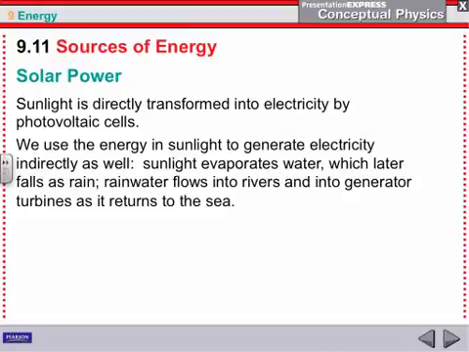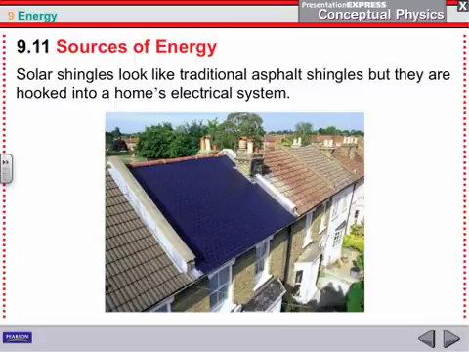Now let's talk about energy sources. With solar energy, we can take sunlight directly and change it into electricity. It is fairly expensive to do this. That's not a very cheap method, but you can certainly do it. You can also do it in indirect ways. They talk about how water evaporates and creates rain that flows in rivers, through generators, and so on. So that's another way that solar energy gives us energy.